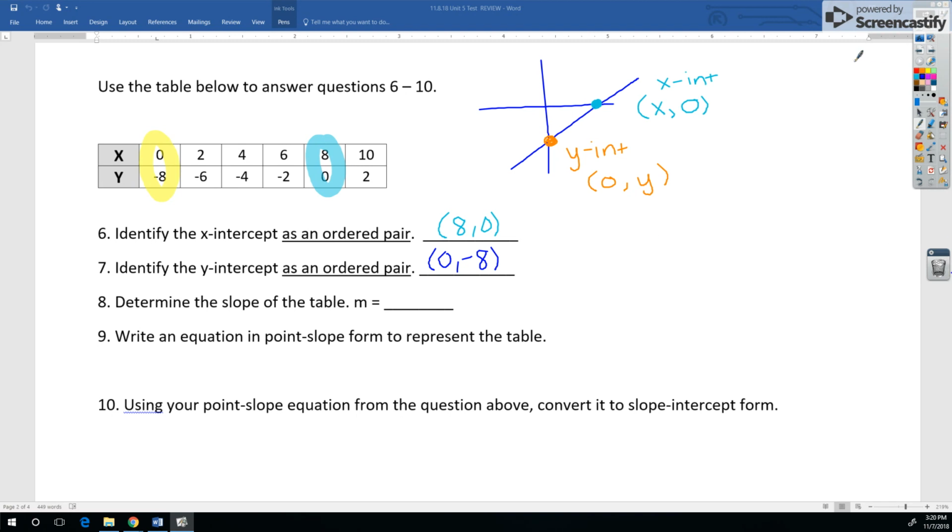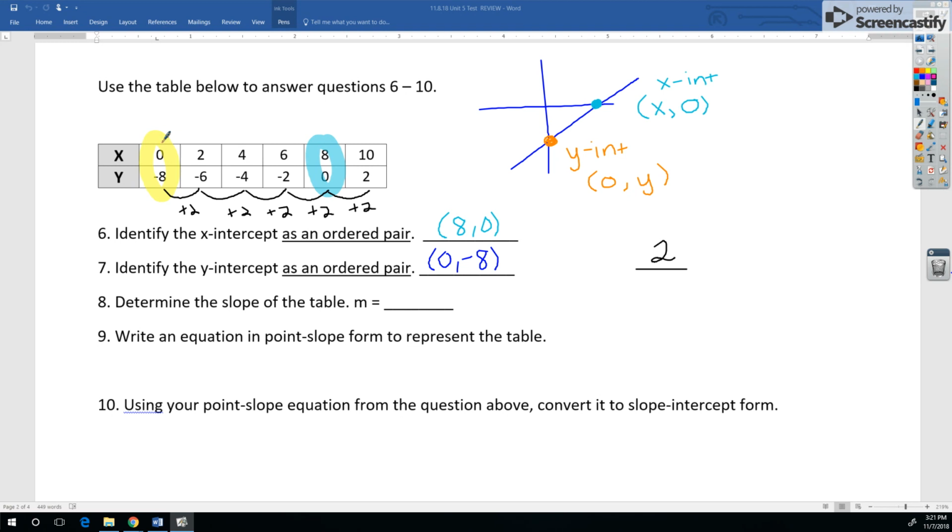To find the slope, I'm going to look for the change in y divided by the change in x. So I can pick any 2 points I want, or I can just look at the table as a whole. To get from negative 8 to negative 6, that comes from adding 2. Negative 6 to negative 4, adding 2. Negative 4 to negative 2, adding 2. Negative 2 to 0, adding 2. And 0 to 2 is also adding 2. So my change in y, positive 2.